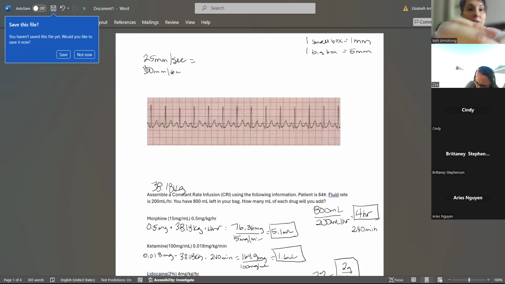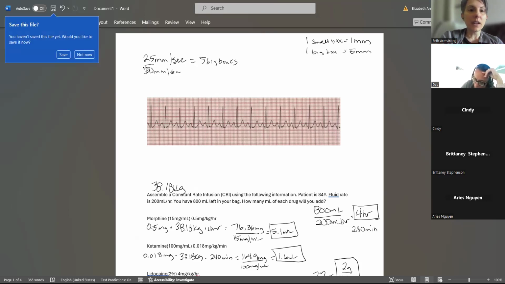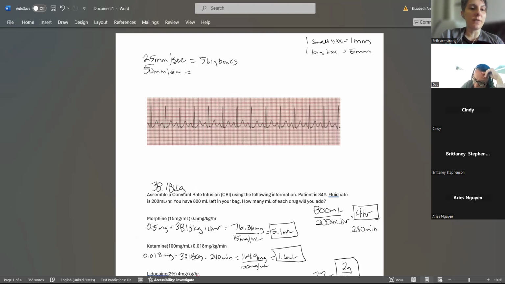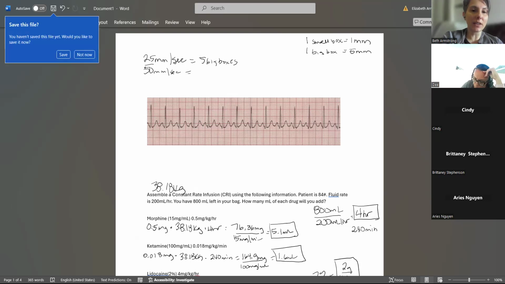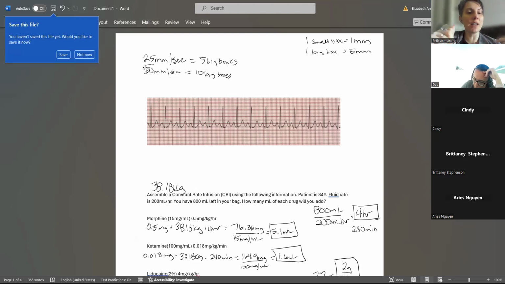5. Good. So 5 big boxes, because 5 times 5 is 25, right? Now, how many big boxes are in the 50 millimeters per second? 10. Good. So 10 big boxes. Okay. So this is how we're going to do time for our patient. We're going to figure out how many seconds worth of this ECG we actually have.